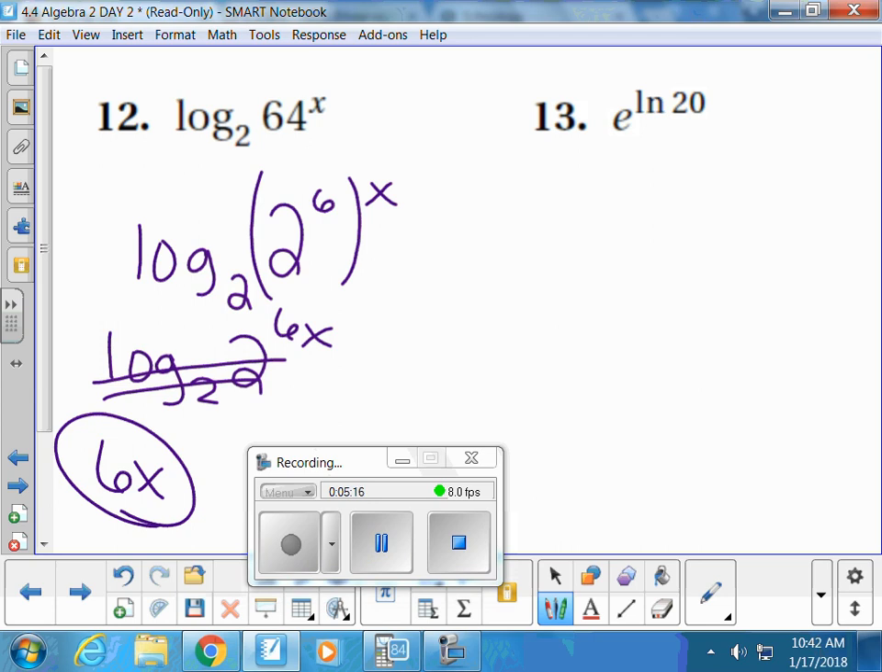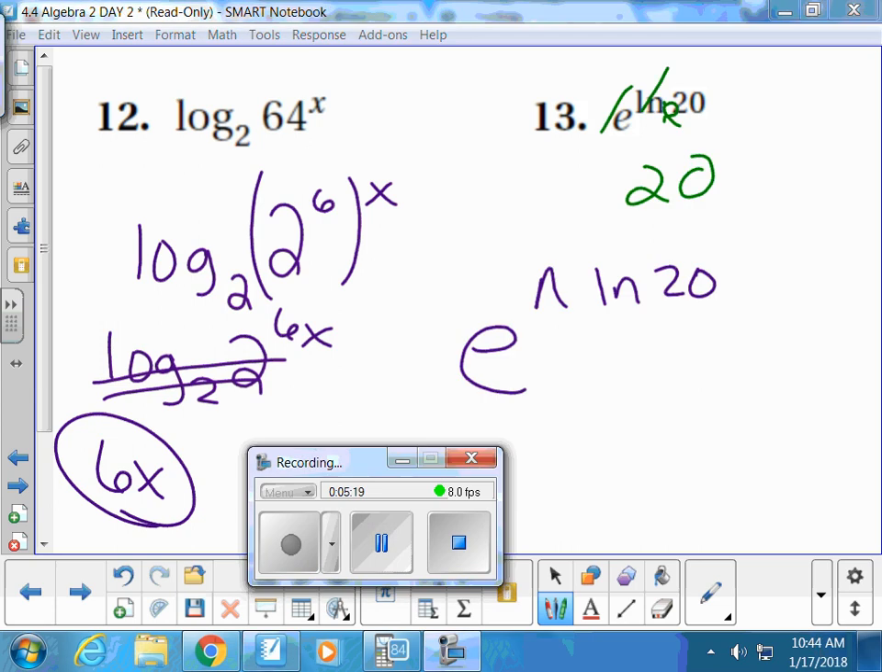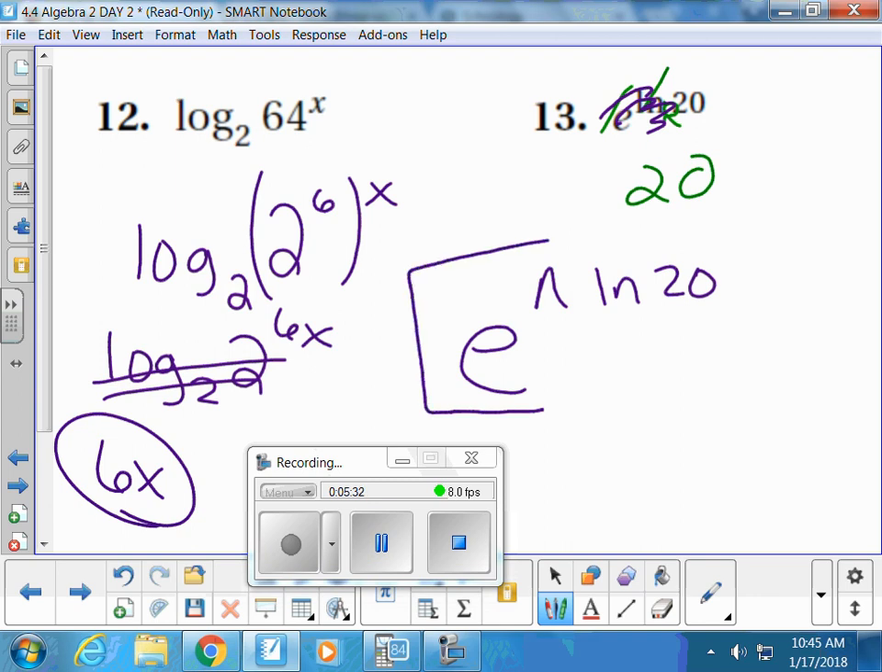I'm going to click pause and I want everybody to try 13. Alright, so we had a scholar come forward and tell us that ln has a base of e, and that allowed her to cancel all that, leaving her with the answer of 20. Now we did have the discussion with someone else in the room that you could probably just type it in and it would probably give you 20 if you typed it in correctly.